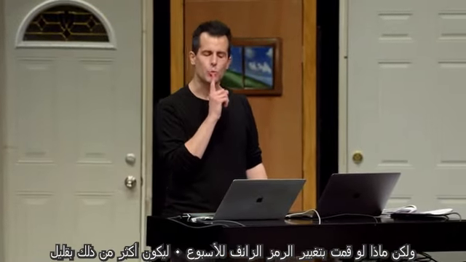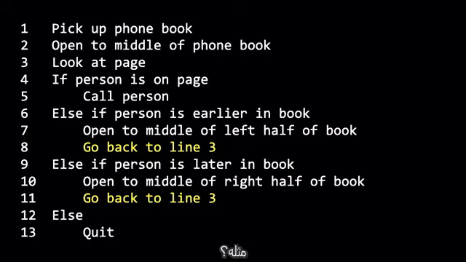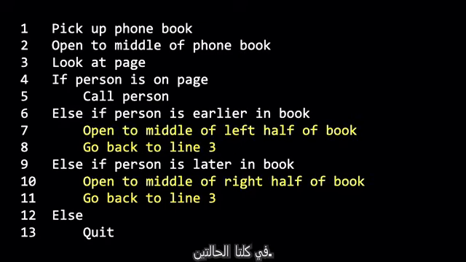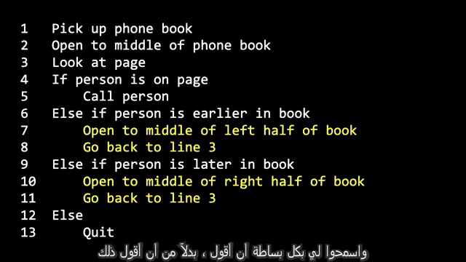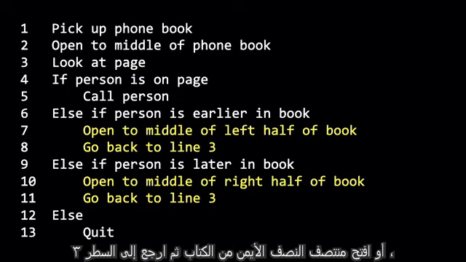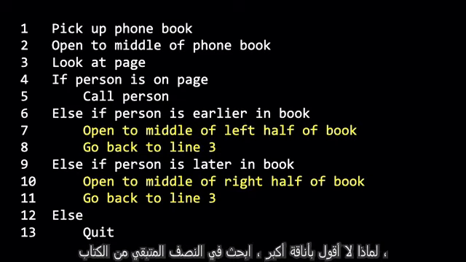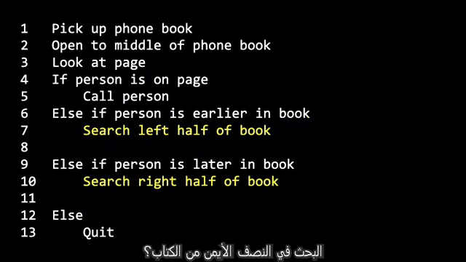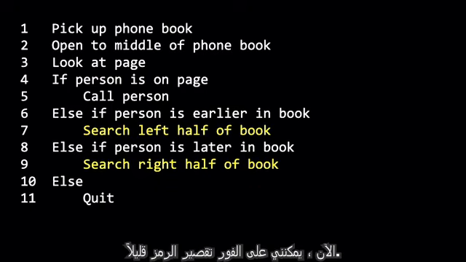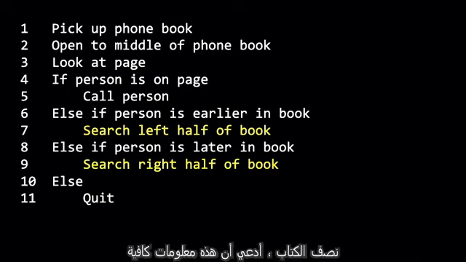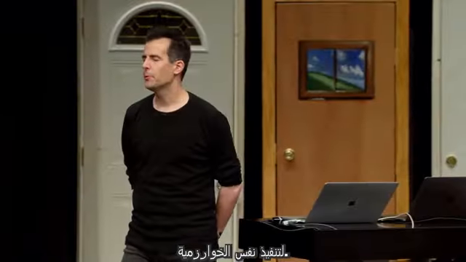But what if I changed week 0's pseudocode to be a little more like this? Let me go ahead and get rid of not just that one line, but 2 lines in both of those conditions. And let me quite simply say, instead of open to the middle of the left half of the book and then go back to line 3, or open to the middle of the right half of the book and then go back to line 3, why don't I just more elegantly say, search left half of book, search right half of book. Now, immediately, I can shorten the code a little bit, but I claim that by just saying search left half of book and search right half of book, this is enough information to implement the very same algorithm.